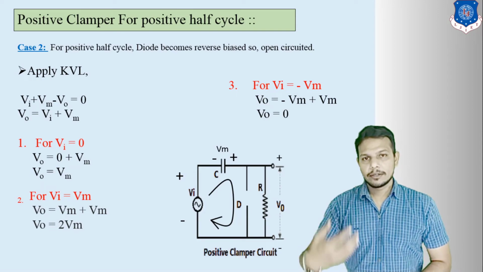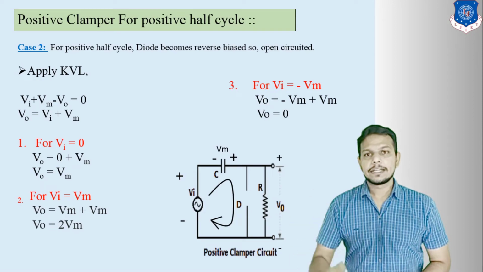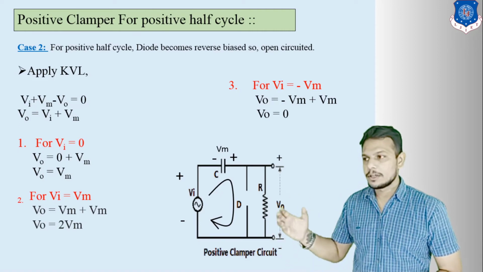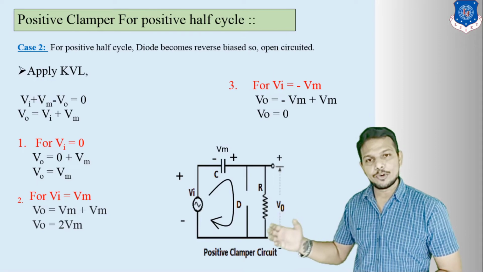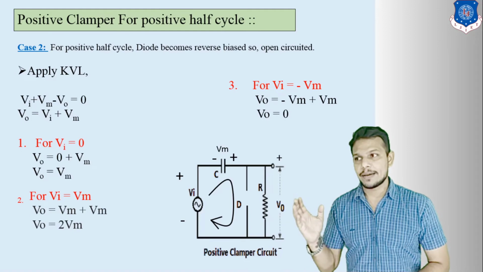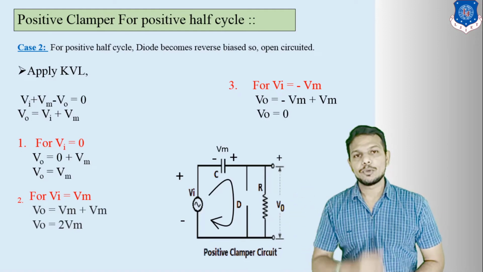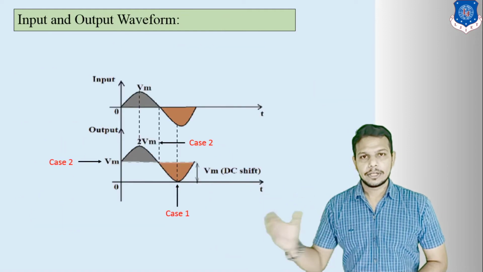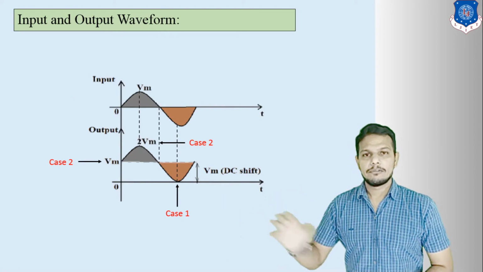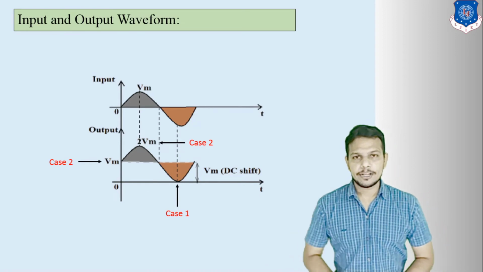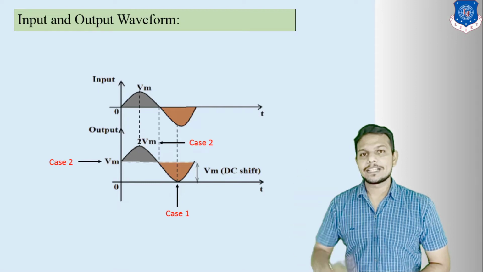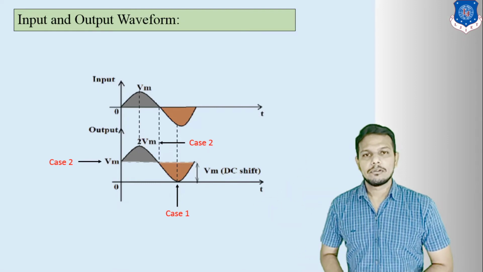So let us discuss these 3 cases. VI is equal to 0, at this time VO is equal to VM. Number 2, VI is equal to VM, at this time VO is equal to twice VM. And in the third case, VI is equal to minus VM. In this case, VO is equal to 0. So in this waveform, we can put those 3 different values. First, we will enter the input value. According to this input, we will get the output voltage.